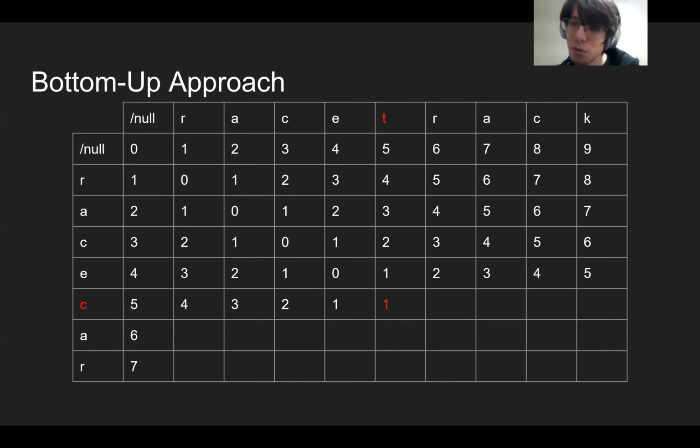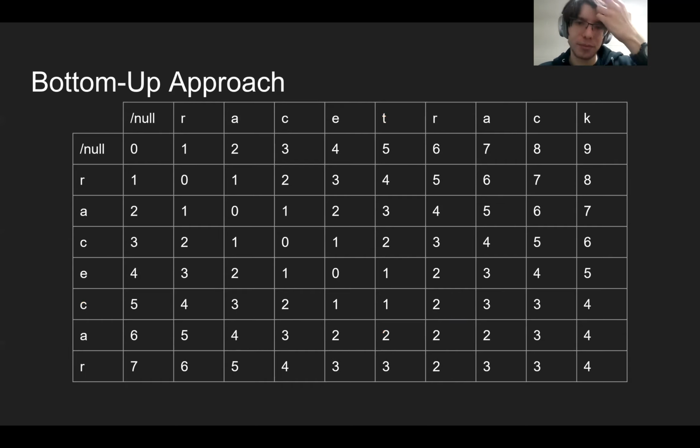Okay. So that's that. And that's why we have a 1. So far, basically what this means is that the number of edits to get race C and race T to the same is 1, which makes sense. It's 1 replacement. Okay. Now we fill the rest of the table in that manner.